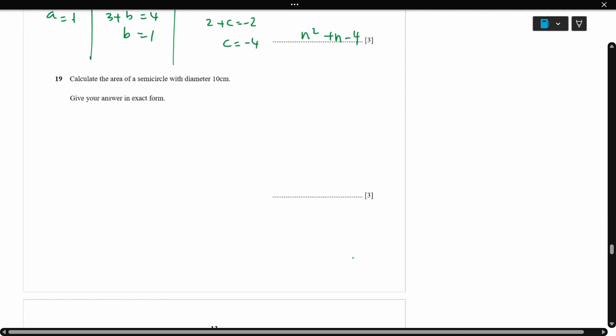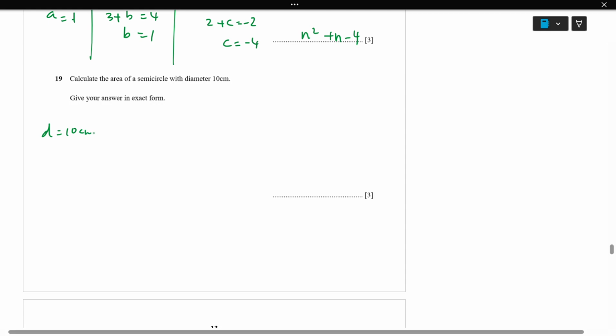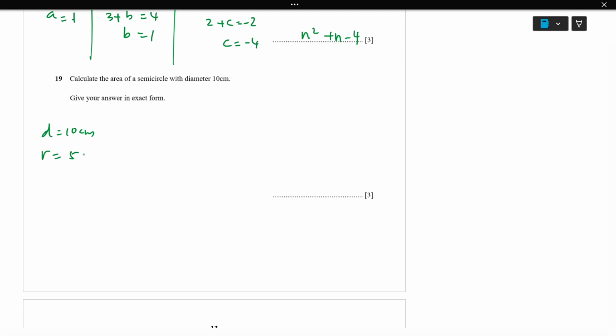Next one, calculate the area of the semicircle with the diameter 10 centimeter. Diameter is given 10 centimeter, so radius is going to be half, which is 5 centimeter. So area of the semicircle is pi r square over 2, because circle area is pi r square. This is pi into 5 square over 2. 5 square is 25, so 25 pi over 2. That's the answer. We need to leave the answer in exact form, which is 25 pi over 2.